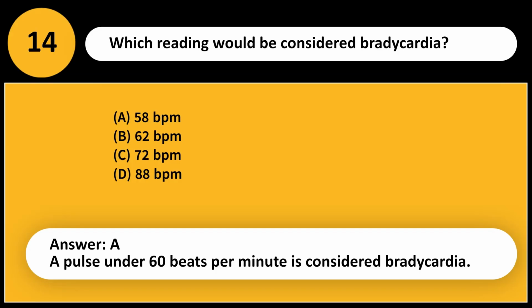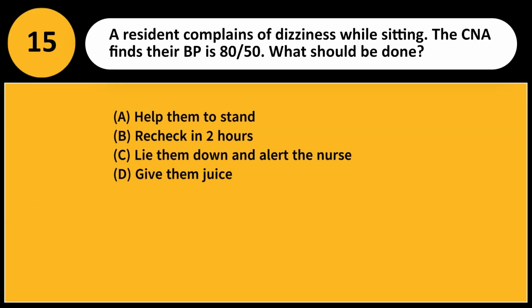A pulse under 60 beats per minute is considered bradycardia. A resident complains of dizziness while sitting. The CNA finds their BP is 80/50.